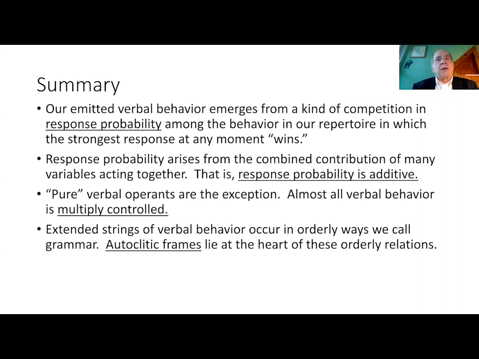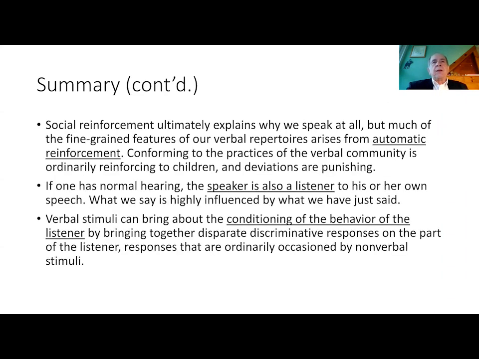Response probability arises from the combined contribution of many variables acting together. Its response probability is additive. Pure verbal operants are the exception. Almost all verbal behavior is multiply controlled. Extended strings of verbal behavior occur in orderly ways that we call grammar. Autoclitic frames lie at the heart of these orderly relations. Social reinforcement ultimately explains why we speak at all. But much of the fine-grained features of our verbal repertoires arise from automatic reinforcement.